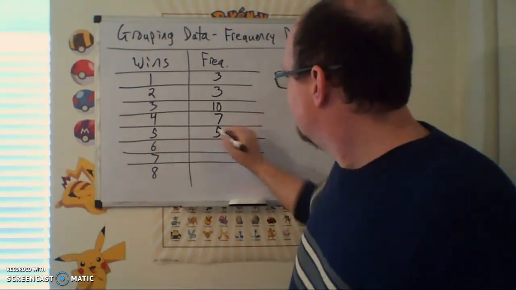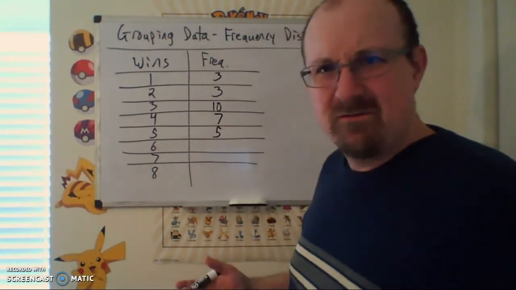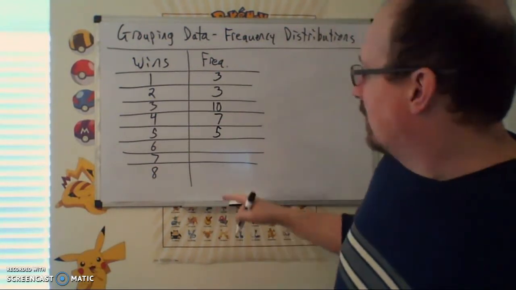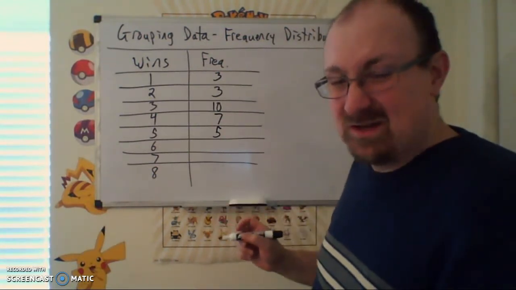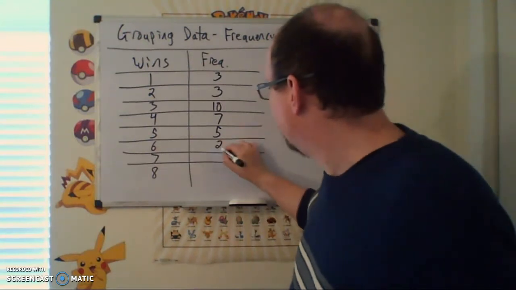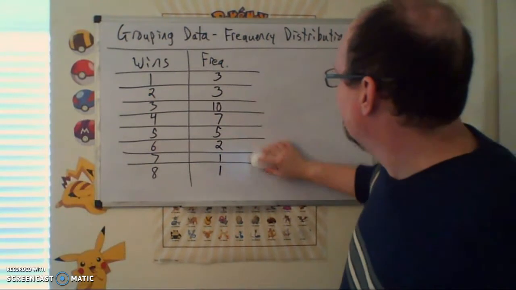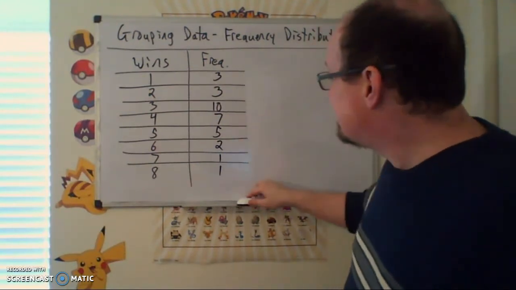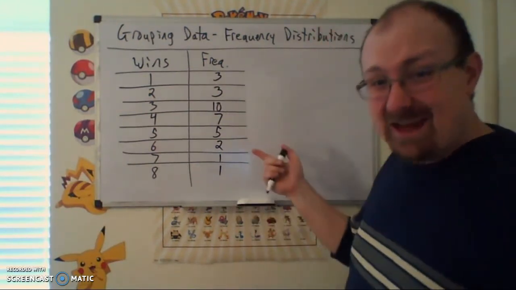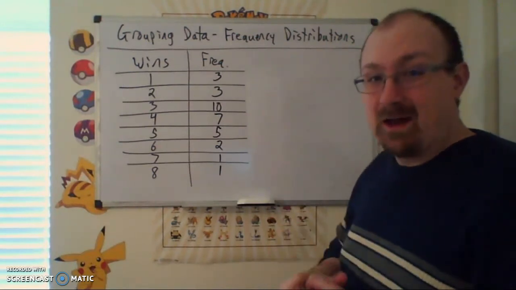5 wins, there were actually 5 teams. That was kind of an odd bit of symmetry. And going down through the rest, it's not too tough to count the rest of these because they don't show up all that often. There were 2 teams with 6 wins, and then 1 team each with 7 and 8 wins.